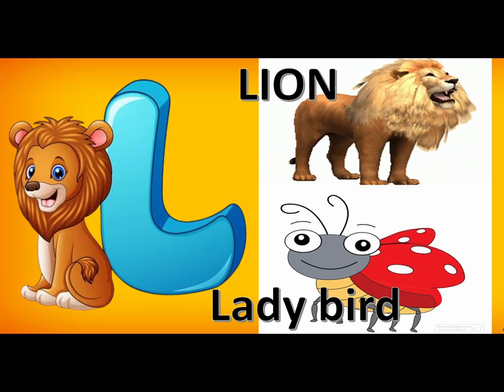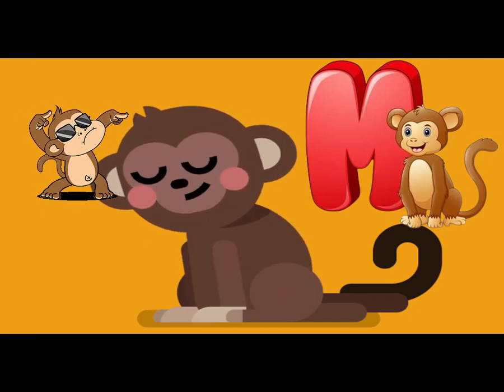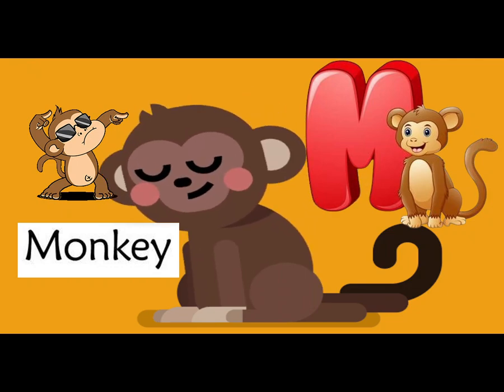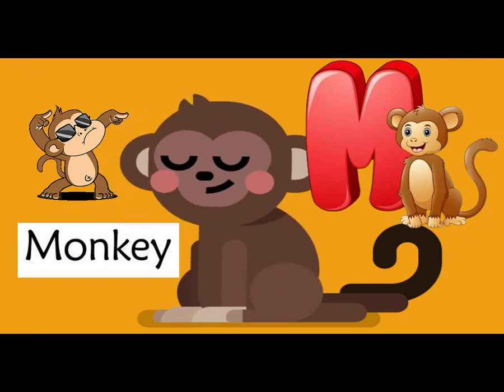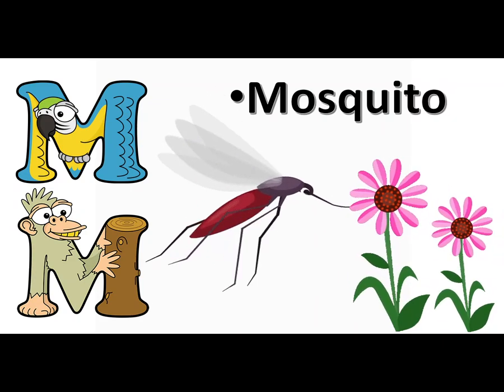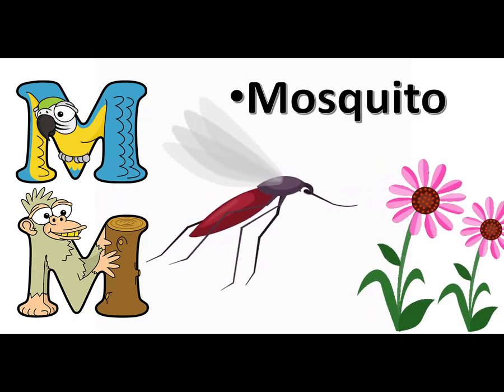A, B, C, D, E, F, G, H, I, J, K, L, M, N, O, P. M for monkey. T, U, V, W, X, Y. M is for mosquito. Next time won't you sing with me?